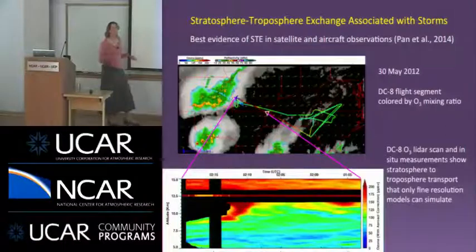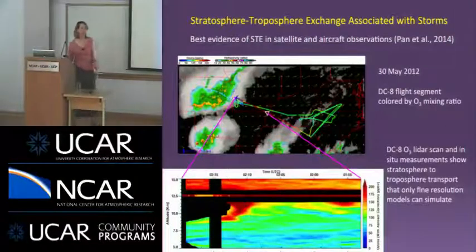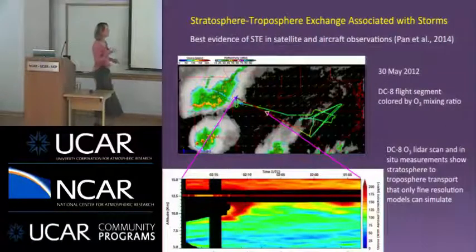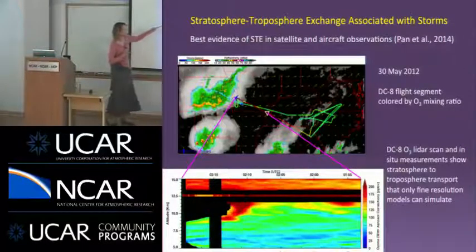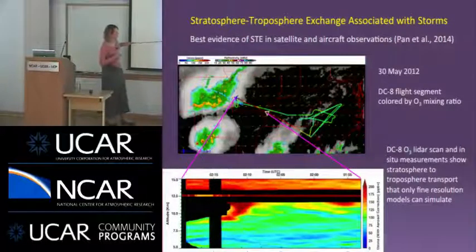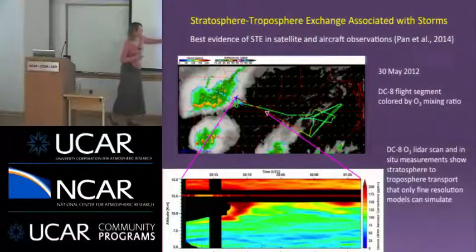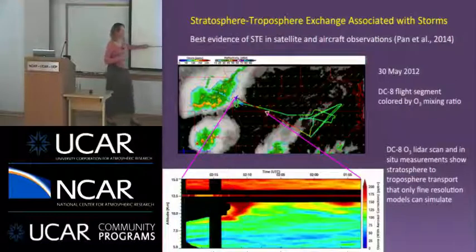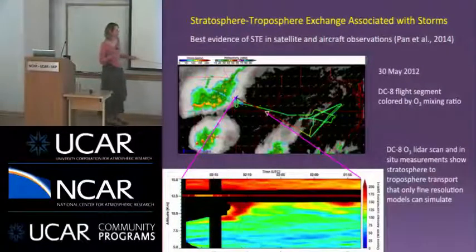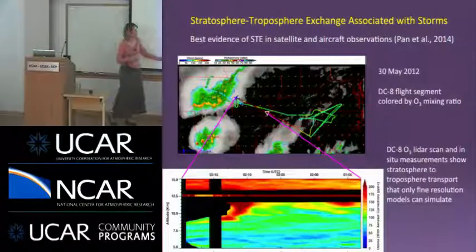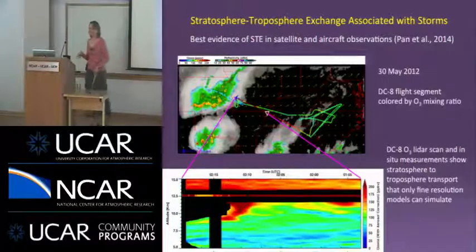And the DC-8 had a LiDAR on board, an ozone LiDAR, and that's what's shown in the lower panel for this section here. And so this LiDAR is showing ozone, high values in the stratosphere above the airplane. Here are the in situ ozone measurements taken aboard the airplane, also in the stratosphere. We see low ozone concentrations in the lower troposphere. And then in the upper troposphere, you see a lot of interesting structure.